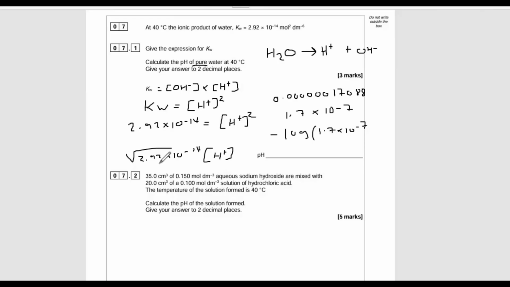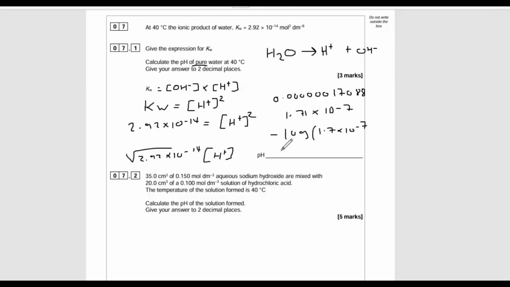If you square root 2.92 times 10 to the minus 14, you get 0.00000001708, which is roughly 1.7 times 10 to the minus 7. You might want to round that to 1.71 times 10 to the minus 7. Stick a little 1 there if it makes it more accurate. And then you just minus log that, which is the hydrogen ion concentration, and you're going to get the pH.